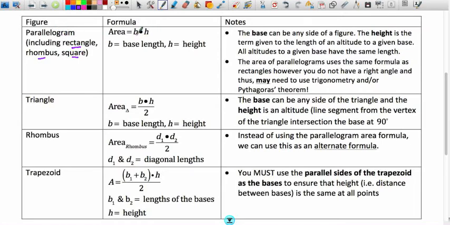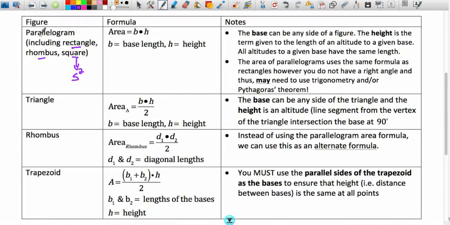The formula very simply is base times height. Of course, in the case of a square, we usually just do side times side, but given that in a square all four angles are 90 degrees and all four sides are congruent, we're effectively treating one side as the base and one side as the height, likewise in a rectangle.